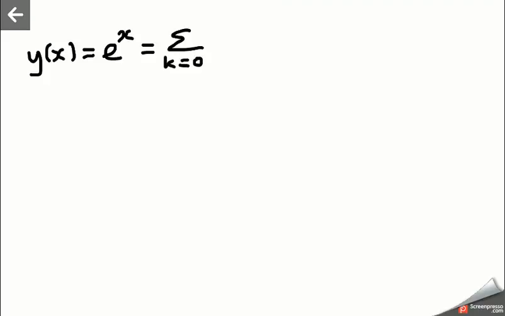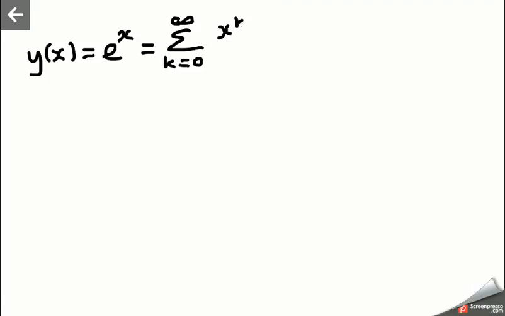Alright, welcome back to part 2. In this video we're going to differentiate the exponential function. So if the exponential function, which we'll call y of x, is equal to e to the x, we showed in the last video that that's actually equal to the sum from k equals 0 to infinity of x to the power of k divided by k factorial.